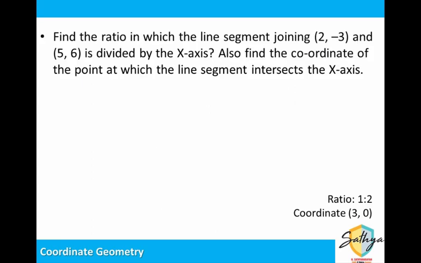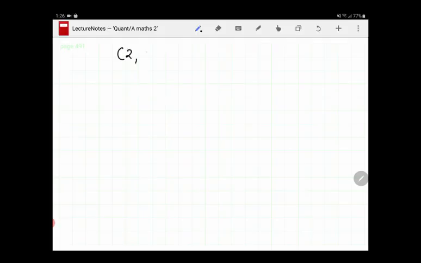So let's take this problem. The ratio in which the line segment joining 2 comma minus 3 and 5 comma 6 is divided by the x-axis, right? We have to find the coordinates of the point at which the line segment intersects the x-axis. So I know that my points are 2 comma minus 3 and 5 comma 6.